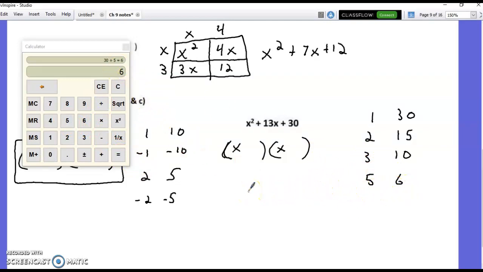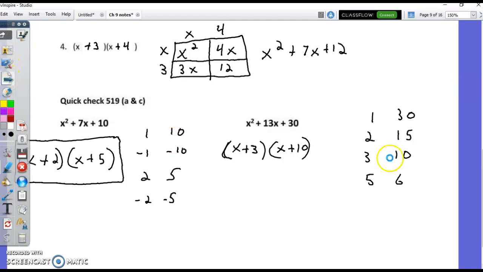Sometimes I like to go in order rather than just guessing random numbers. So I'll start with 1, 2, 3, 4, 5, 6, and whatever comes out as a divisor as a whole number, I know that it's a factor of that number. So now that we have these listed out, which one of these add up to equal 13? Well, it's pretty obvious here. The 3 and the 10 equals 13. So a +3, a +10. So that would be your factored form.